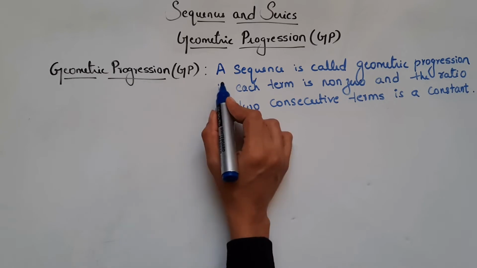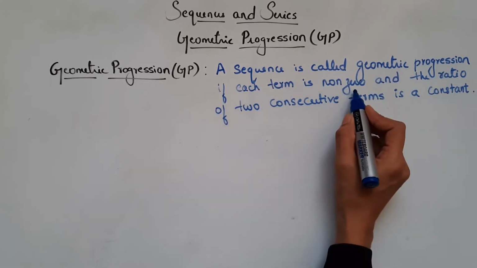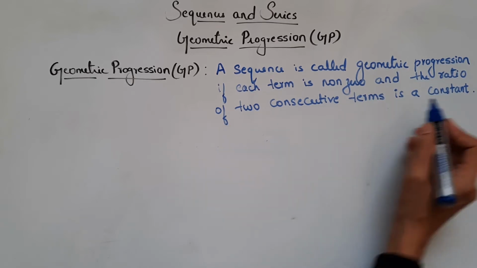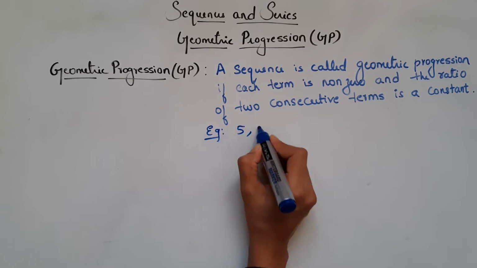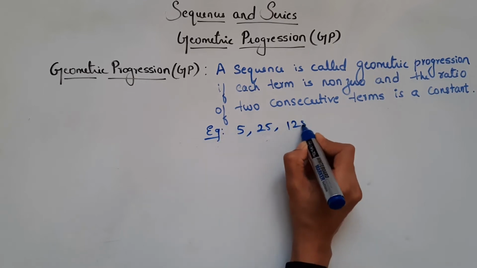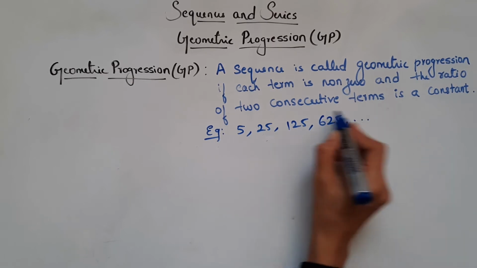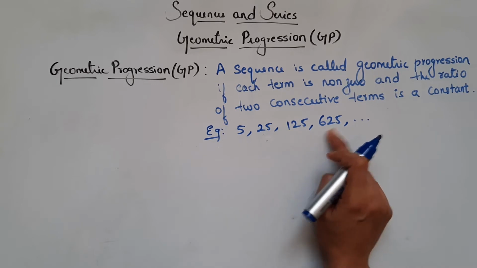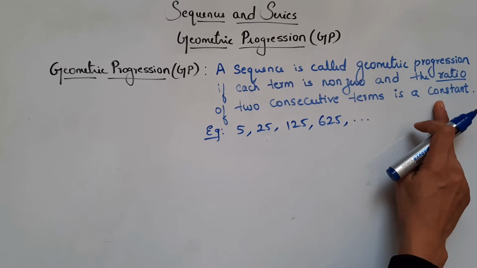Here it says, a sequence is called a geometric progression if each term is non-zero and the ratio of two consecutive terms is a constant. Let me give an example. Let's say we have a sequence 5, 25, 125, 625 and so on. So this is a sequence in which each term is non-zero and the ratio of two consecutive terms is a constant. Let's see the ratio.